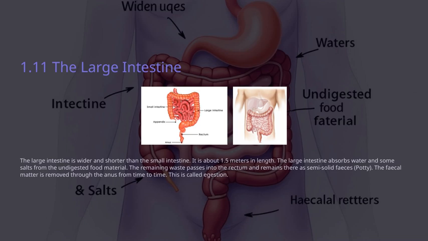When it's time to get rid of this waste, it passes out through the anus, and we call this process egestion. So, in essence, the large intestine plays a crucial role in water absorption and waste elimination, which are vital parts of maintaining our overall health and digestion.